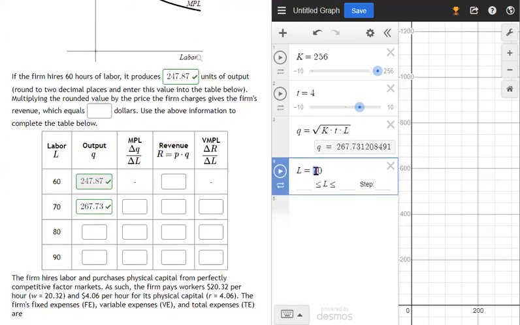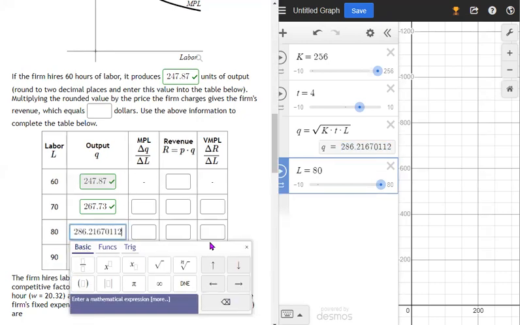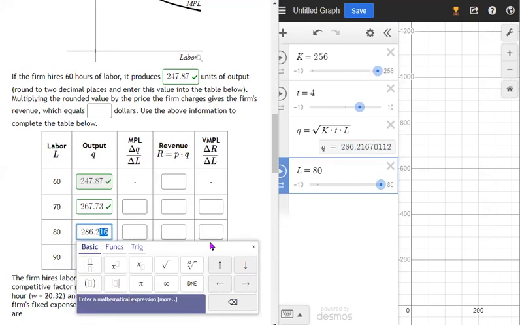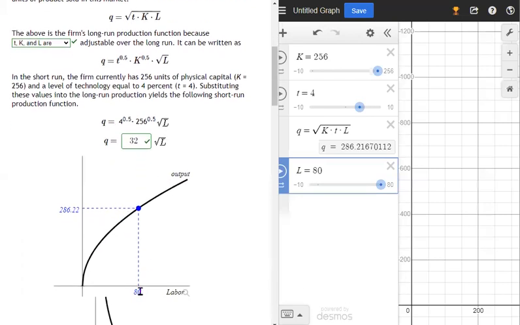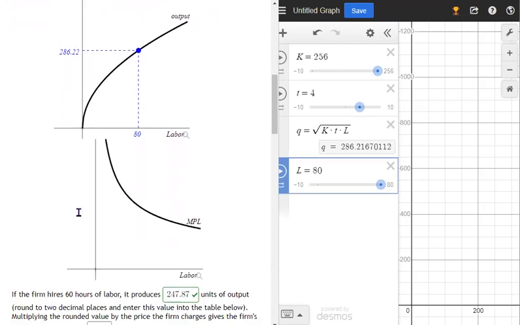What about when labor demanded is 80? Output is 286.22, if I round it. That 6 makes that a 2 there. So now Myopa Math is plotting that point. 80 hours corresponds to 286.22 units of output for the firm.